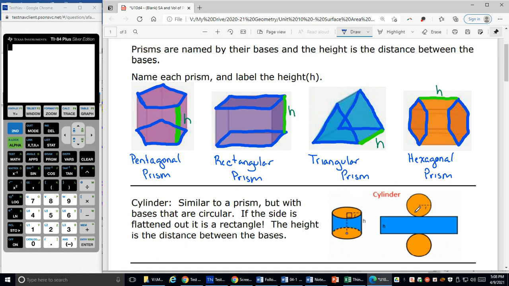But if you were to take a can opener to this, if this was a can, and take the top and the bottom off, you'd have a circle on the top, a circle on the bottom, and then if you stretched out that piece of metal in the middle, it would make a rectangle. Okay, so it's similar to a prism, but the bases are circular. And then if your side is flattened out, it makes a rectangle. Your height is still the distance between the bases, which are now always going to be a circle.